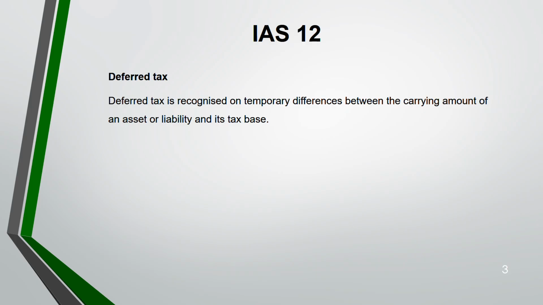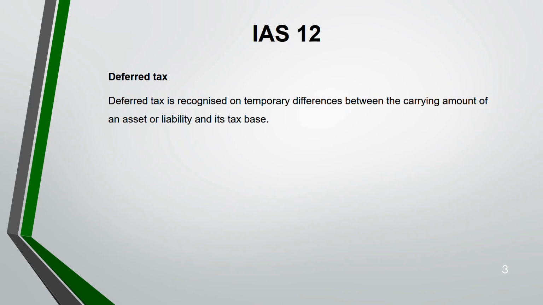Deferred tax is recognized on a temporary difference. Why temporary? Because these differences will go. It will be removed later on. It is only for a temporary period that these differences are there. So that's why deferred tax is recognized on temporary differences between the carrying amount of an asset or a liability and its tax base.